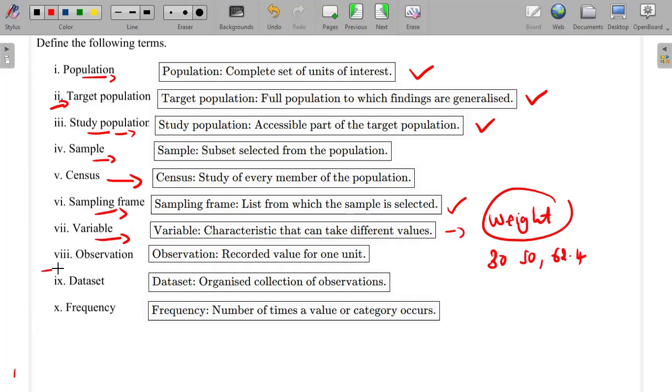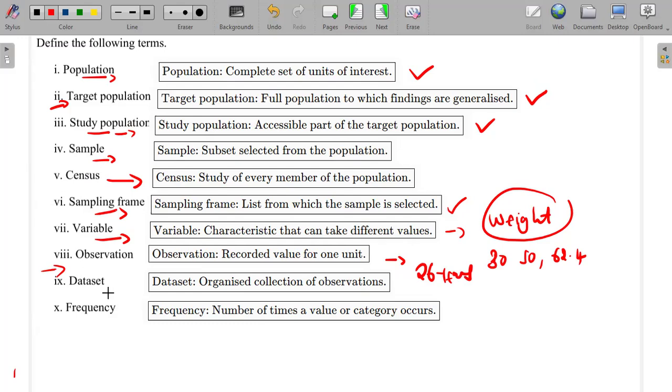Okay, what about an observation? So an observation is a recorded value, or sometimes we say a set of values, for one unit of study. Okay, a recorded value for one unit of study. So I'm going to give a very simple example here. If a patient's age, for example, is recorded as 26 years, then this 26 years is an observation. The variable, in that case, is going to be age. So the recorded value for one unit of study, that's what we call an observation.